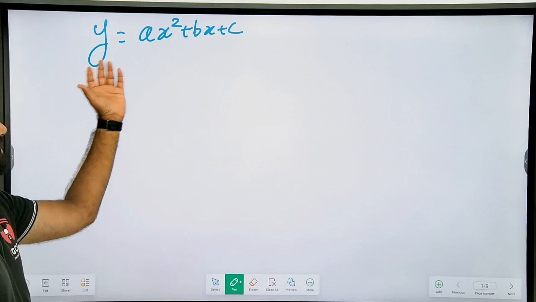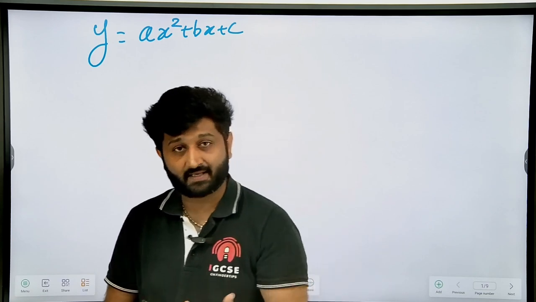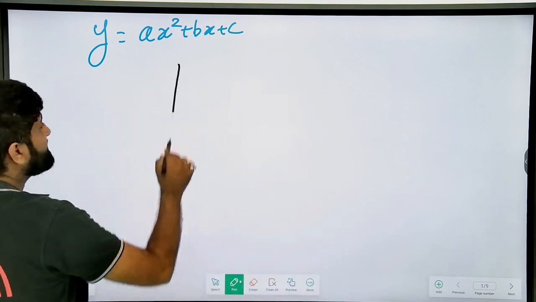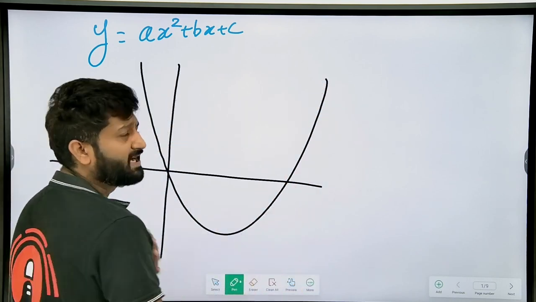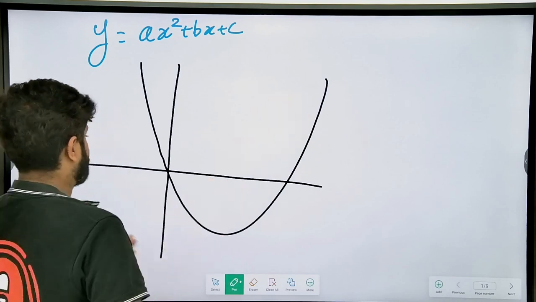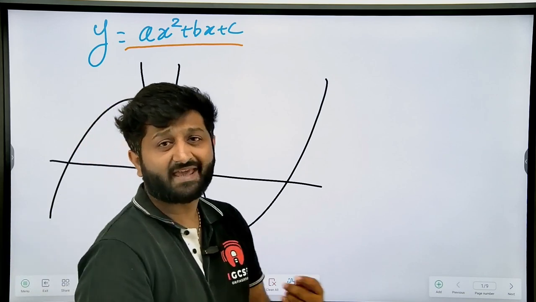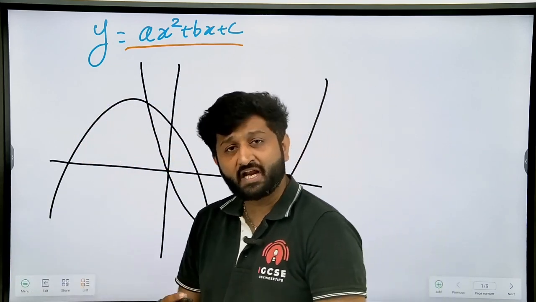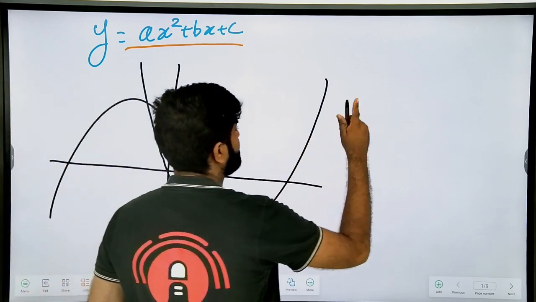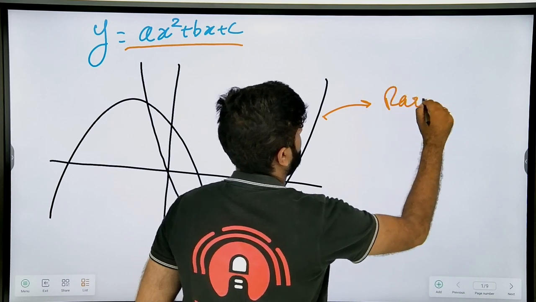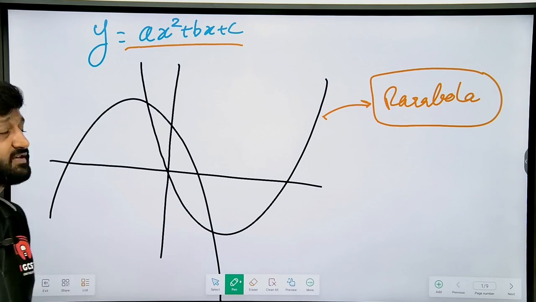Now, let's say an equation which is in the form of ax square plus bx plus c. Even if you draw these kinds of curves, this is going to form a U-shaped curve, right? A parabola, a quadratic curve which is in the form of ax square plus bx plus c. Its general shape is something like a U-shaped curve. This U-shaped curve, guys, is called a parabola.